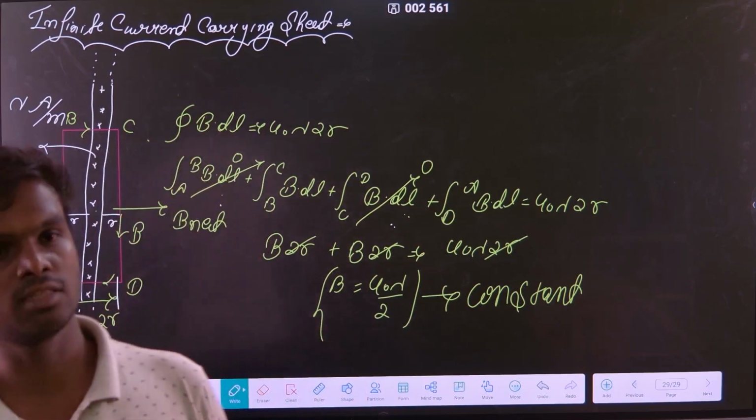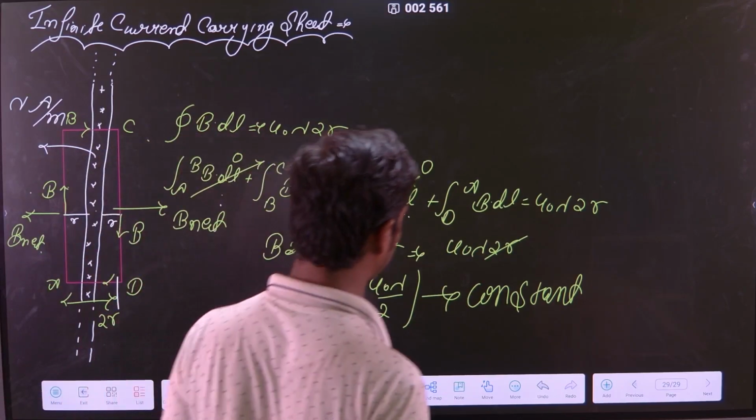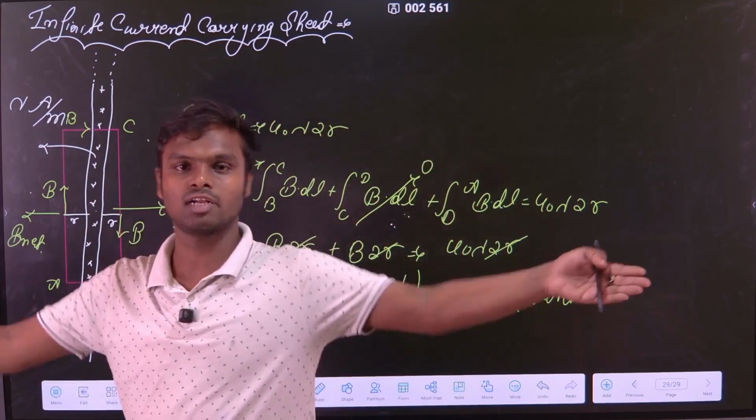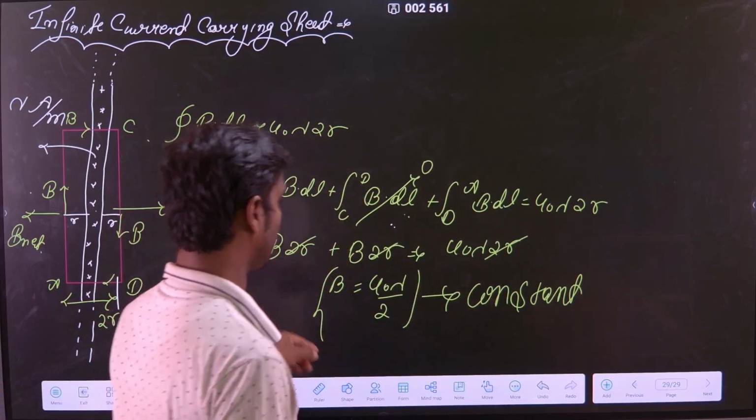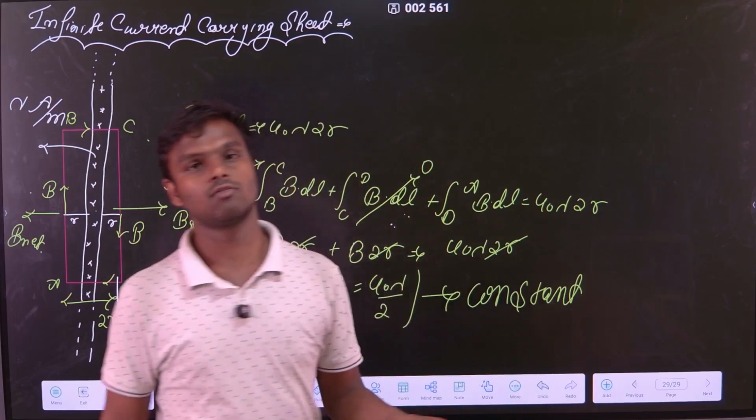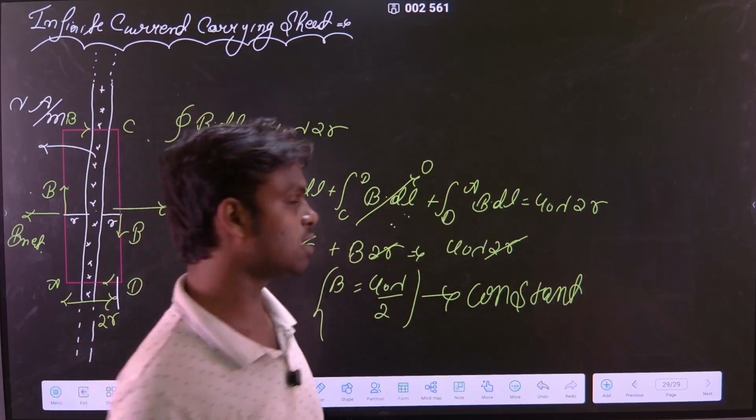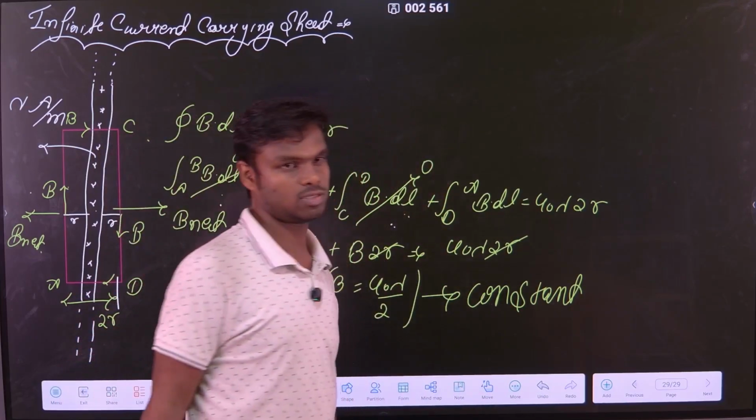If you remember, in the infinite charge sheet also, we got a constant value, which is a horizontal electric field. There is no vertical component, correct? So it is exactly the same like that. Only the value has changed. There the formula is sigma by 2 epsilon naught. Here the formula is mu naught lambda by 2. Clear?